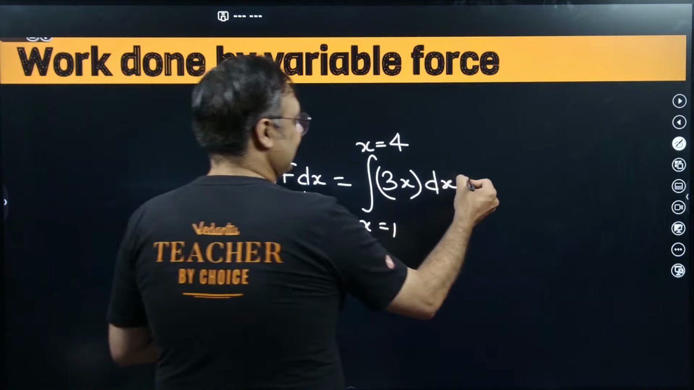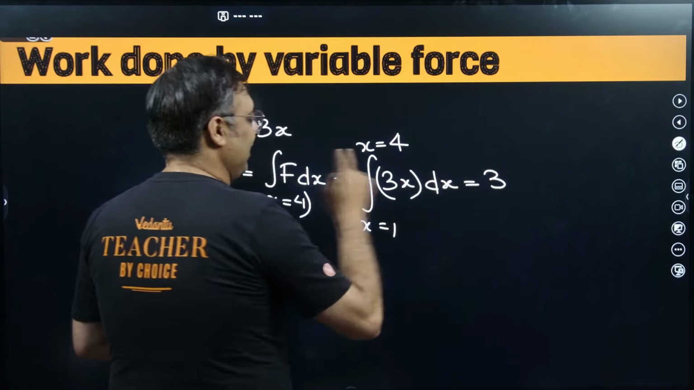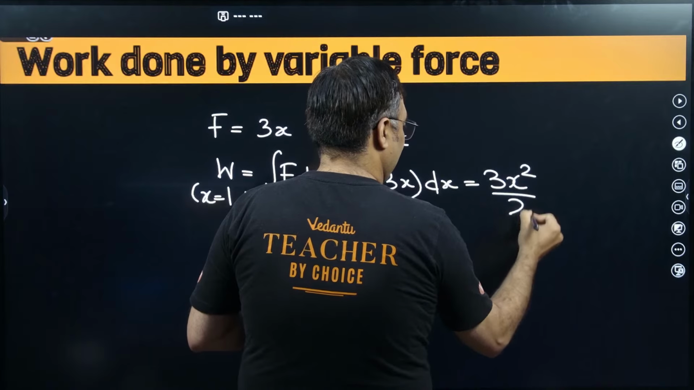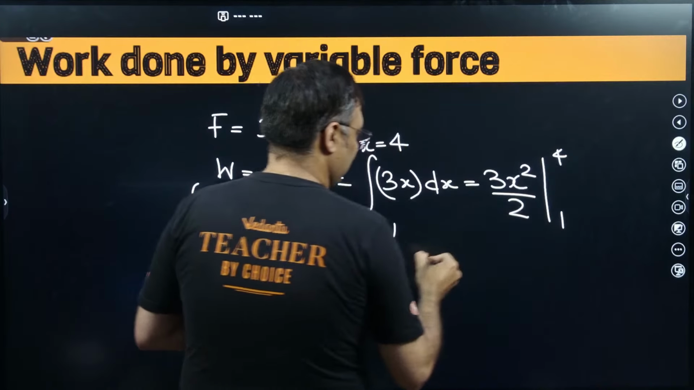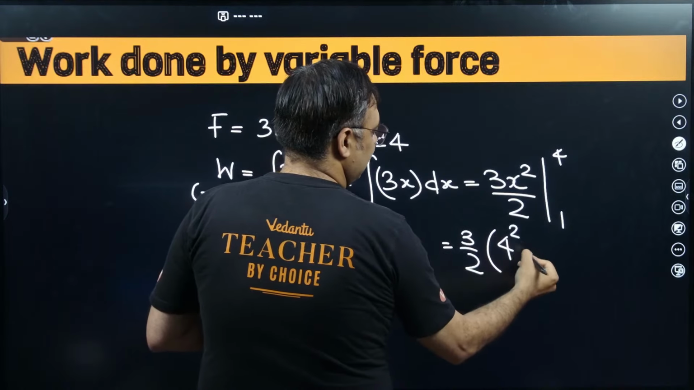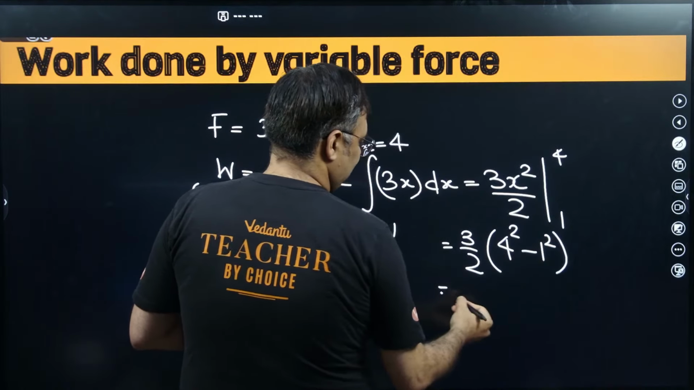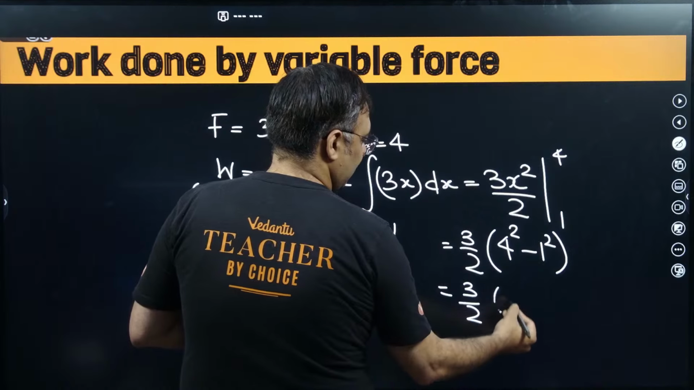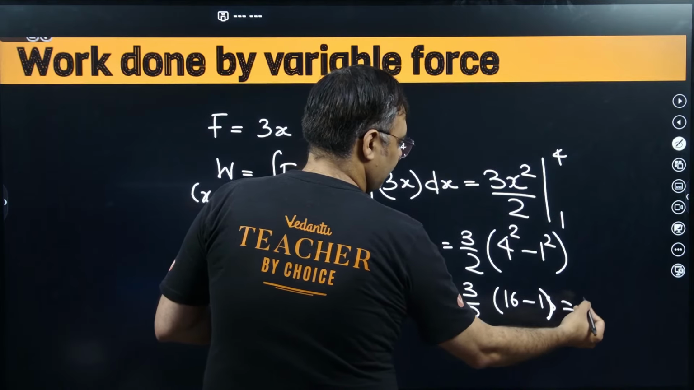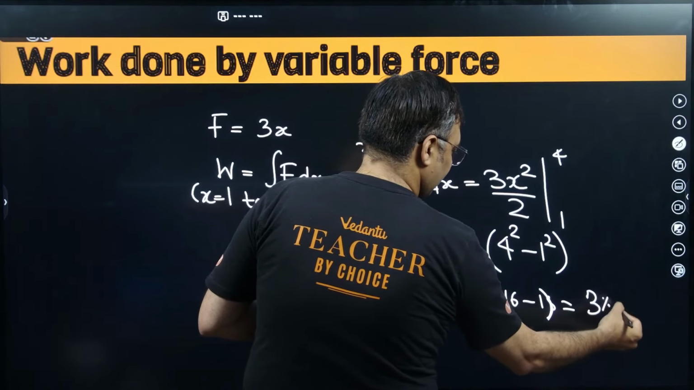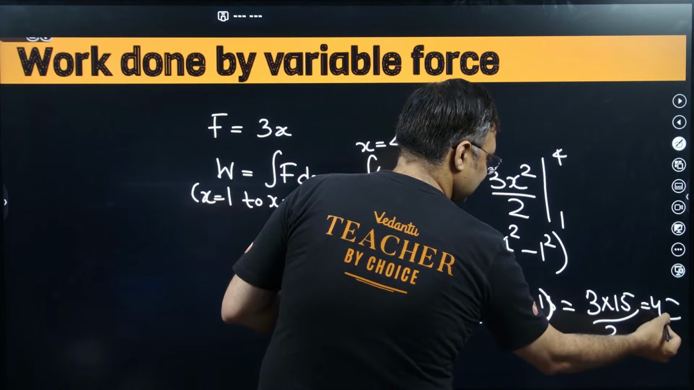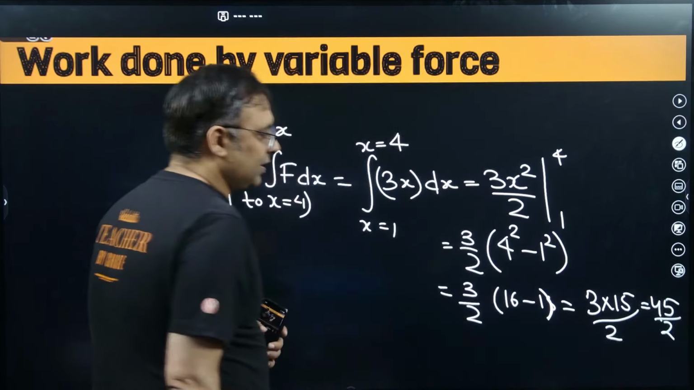So let's do it. This is 3, and x dx will be x square by 2, from the limit 1 to 4. Now this will become 3 by 2 into 4 square minus 1 square. This will be 3 by 2 into 16 minus 1, which is 15. So 3 into 15 by 2, or 45 by 2. And that is your answer, 45 by 2.